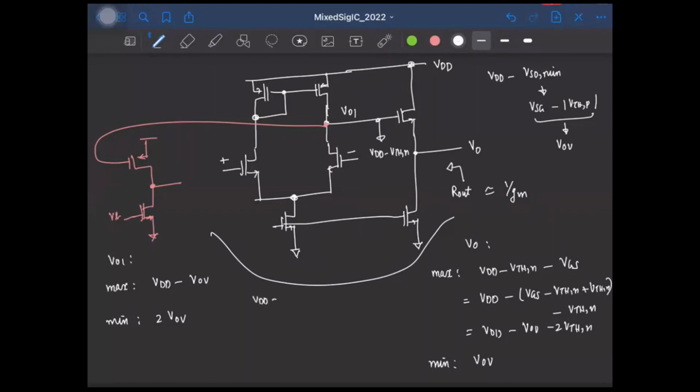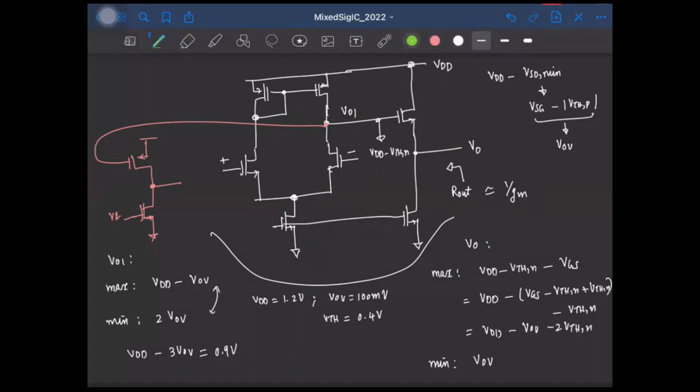So let's say VDD is 1.2 volt, and I choose all the overdrive voltages to be around 100 millivolt, and threshold voltage is say around 0.4 volt. So what is the maximum output voltage range? That is VDD minus 3 times overdrive voltage. So that's going to be 1.2 minus 0.3, that is simply 0.9 volt, right?